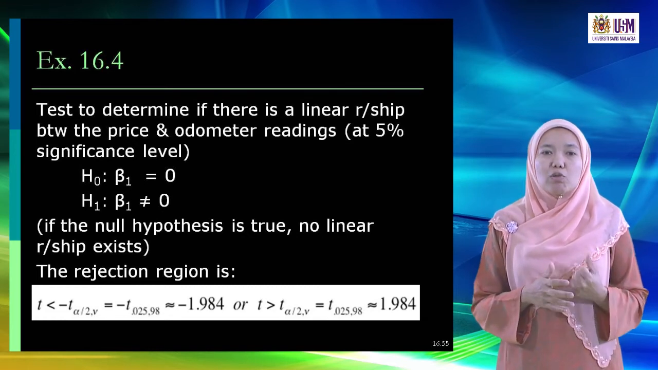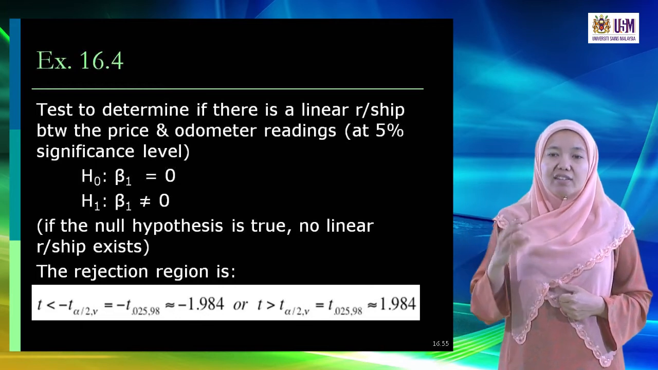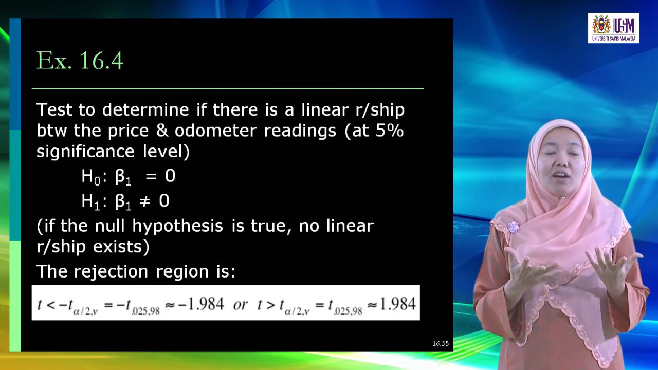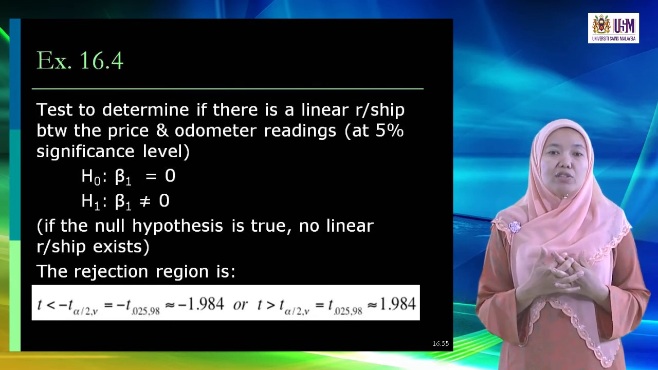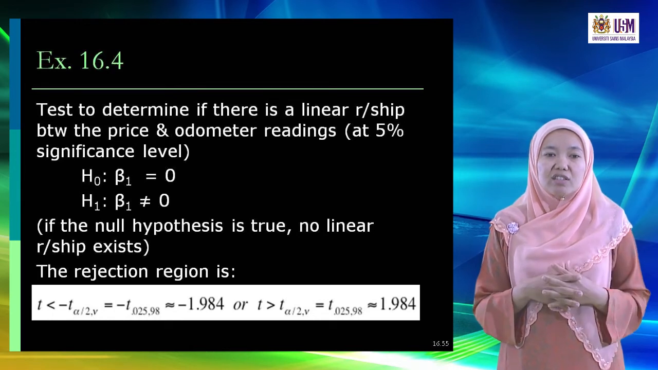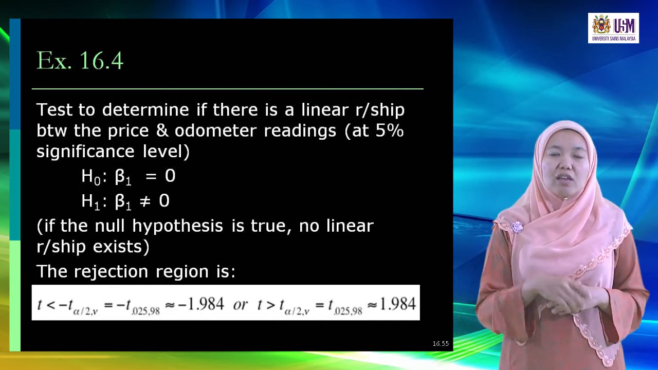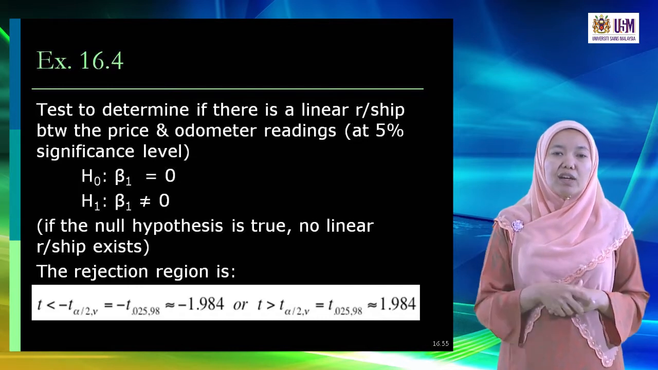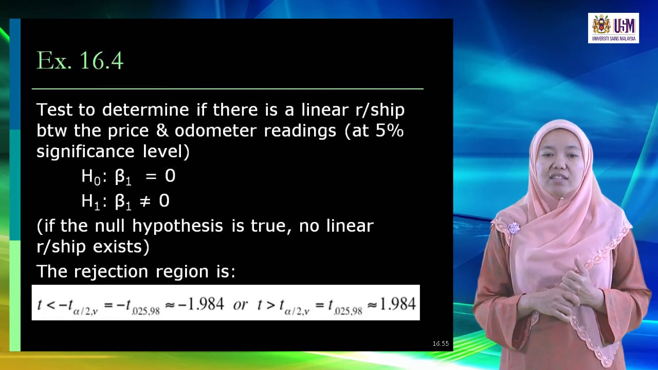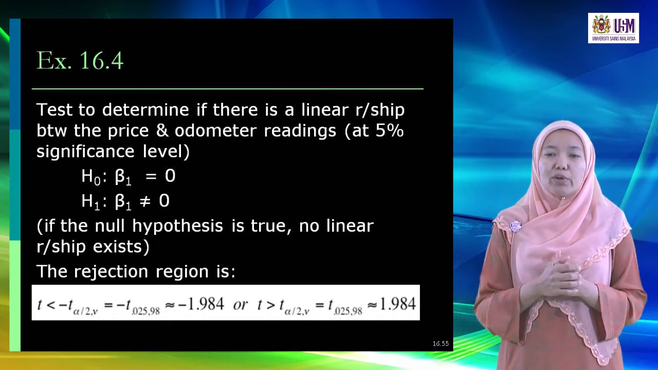For hypothesis testing, we want to determine whether there is a linear relationship between the price of the used car and its odometer reading, at the 5% level of significance. H0 is beta1 equals 0, and the alternative hypothesis is beta1 does not equal 0. If the null hypothesis is true, there is no linear relationship. The rejection region, using the t table, is 5% divided by 2, with n minus 2 degrees of freedom. One-tail area is 0.025, your sample size is 100, minus 2 is 98, so you read the value from the t table. You get negative 1.984, or, because it's a two-tail test, positive 1.984.